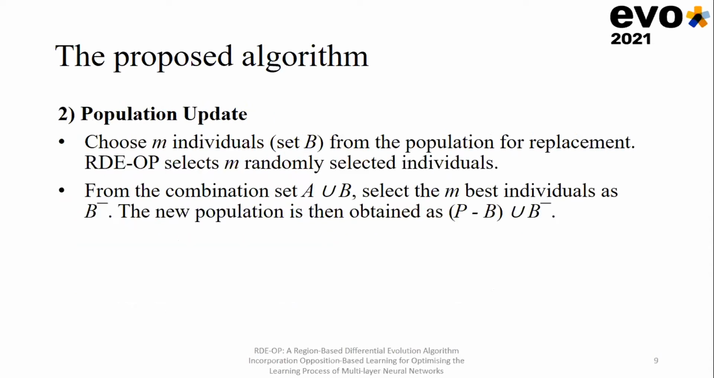In the next step, it's time for the population update. First, we should choose M individuals from the population. Actually, we select them randomly, and we call that set B. After that, from the combination of sets B and R, where B is the randomly selected individuals and R is the cluster centers, we should select the M best individuals that we call B bar, and the new population is obtained like this formula. P means the population, B is the randomly selected individuals, and B bar is the combination of the selected random individuals in conjunction with the cluster centers.